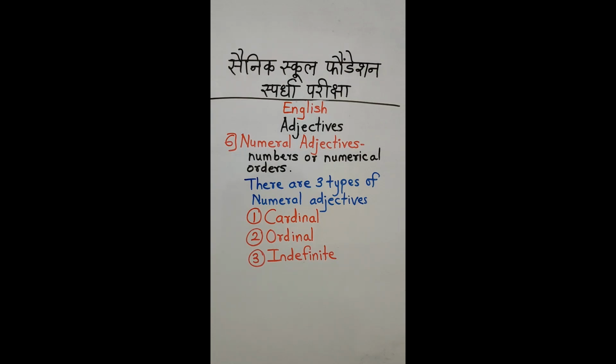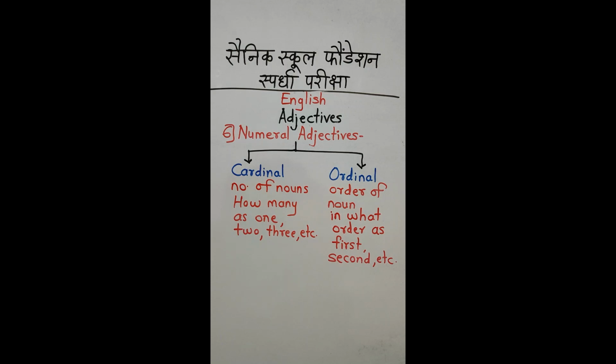Depending on this, numeral adjectives are further divided into 3 types, that is cardinal numeral adjectives, ordinal numeral adjectives, and the third type is indefinite numeral adjectives. Of these, the 2 types are cardinal numeral adjective and ordinal numeral adjective. First we will see cardinal numeral adjectives.